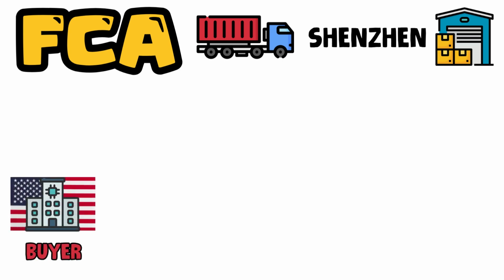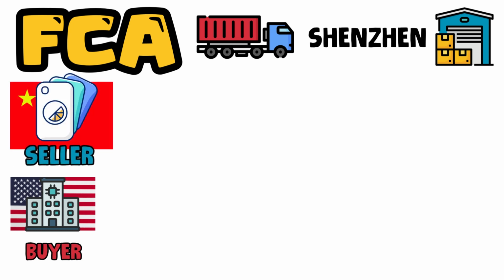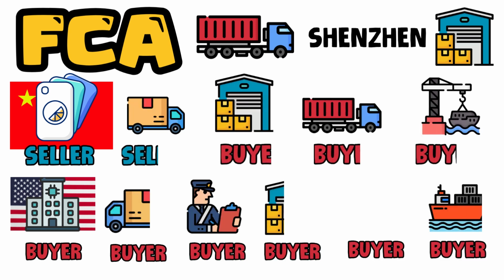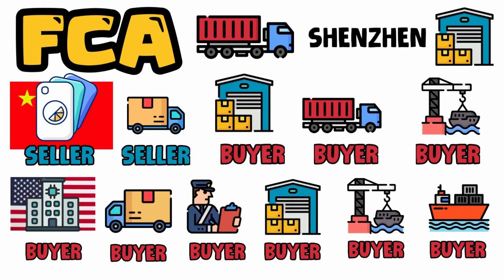Consider a scenario where a tech company in the United States has ordered a shipment of high-end smartphones from a manufacturer in China with FCA terms. The Chinese manufacturer ensures that the smartphones are ready for pickup at their facility in Shenzhen. The responsibility then shifts to the U.S. buyer, who arranges and pays for the transportation of the smartphones from Shenzhen to their U.S. warehouse, handles import customs clearance, and bears any risks during transit. FCA offers flexibility while clearly delineating buyer and seller obligations.